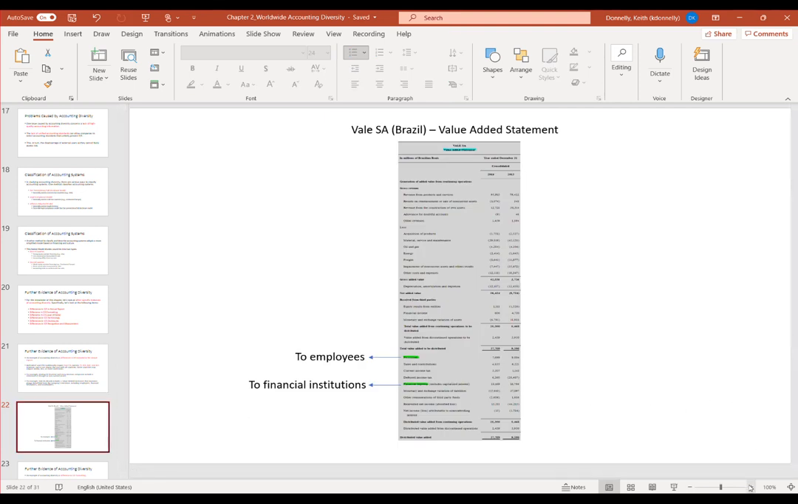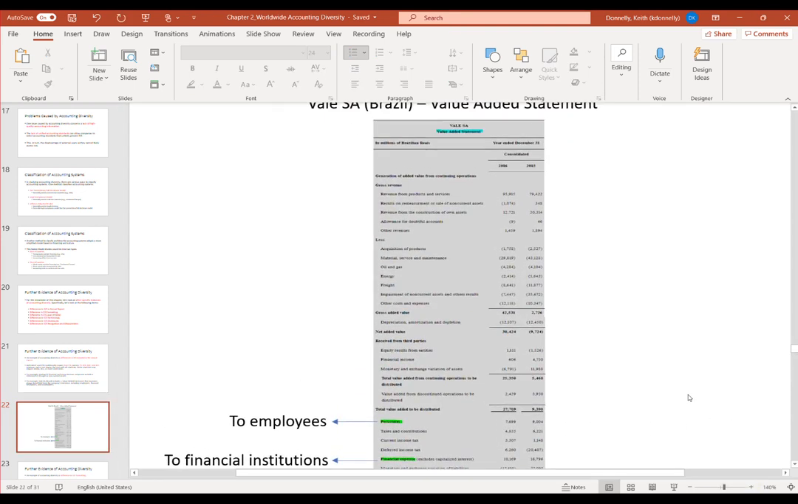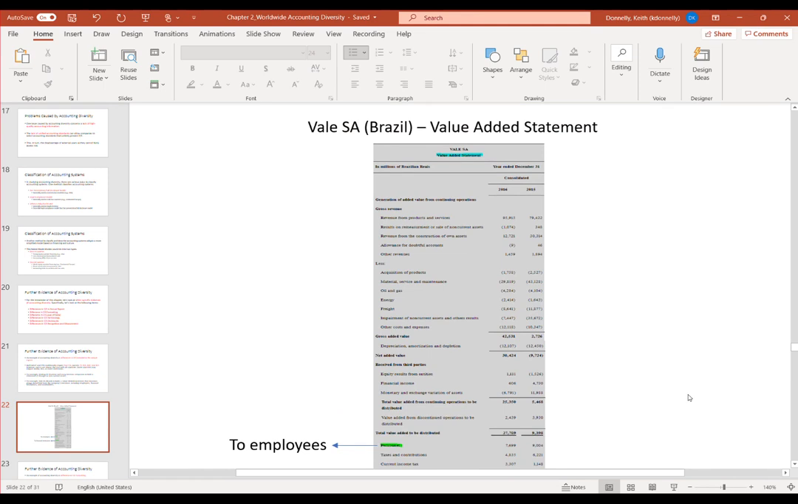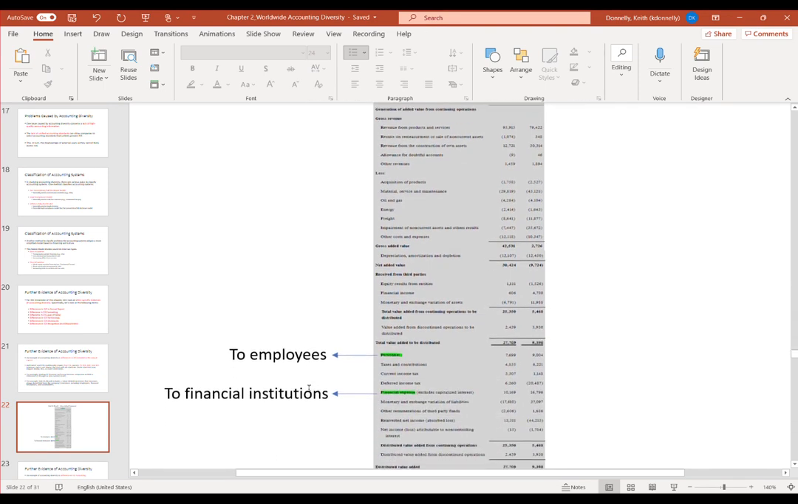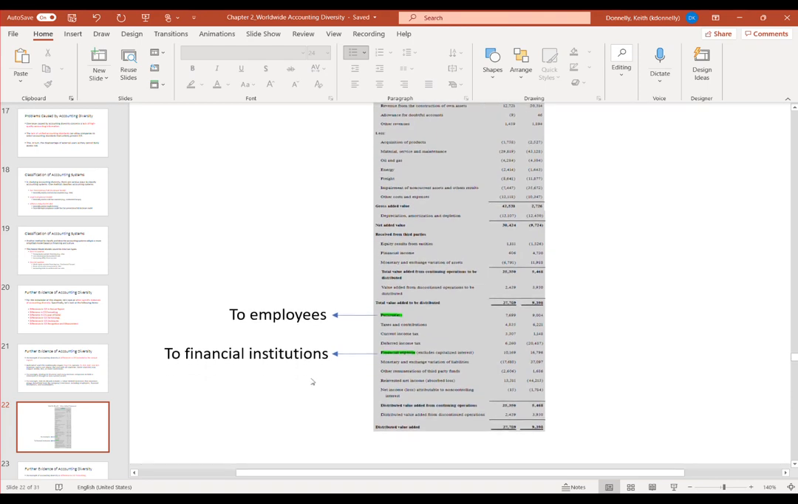So this is kind of like the do-good statement, right? What are you doing for the community? What value are you adding to society? Well, here's the value you're adding to employees, to financial institutions. You're creating jobs. You're helping the economy. We don't really do this in the U.S.